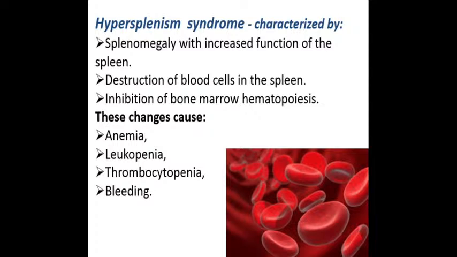Hyposplenism syndrome is characterized by splenomegaly with a decreased function of the spleen, destruction of the blood cells in the spleen, and inhibition of bone marrow hematopoiesis. This change causes anemia, leukopenia, thrombocytopenia, and bleeding.